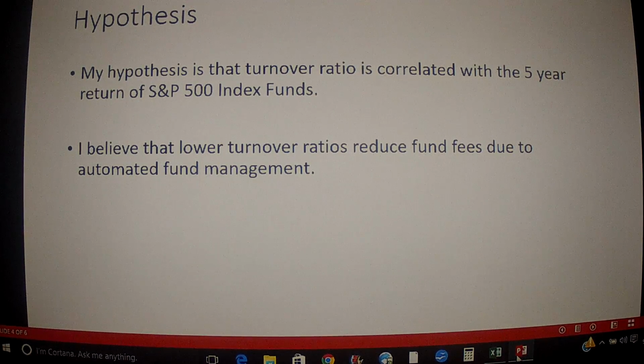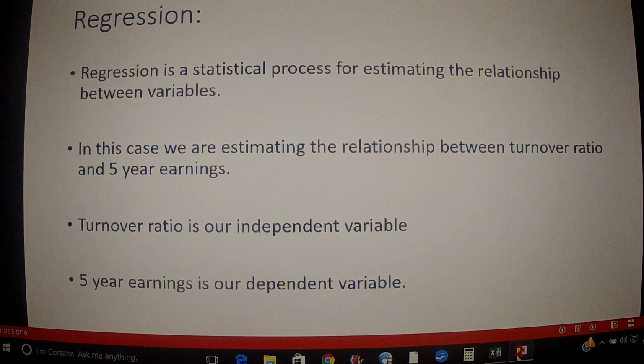So once again, the hypothesis is that the turnover ratio is correlated with the 5-year return of the S&P 500 index fund. I believe that lower turnover ratios reduce fund fees due to automated fund management and will result in higher returns. The method chosen was regression. Regression is a statistical process for estimating the relationship between variables. In this case, we're estimating the relationship between turnover ratio and 5-year earnings. Turnover ratio is our independent variable, and 5-year earnings is our dependent variable.